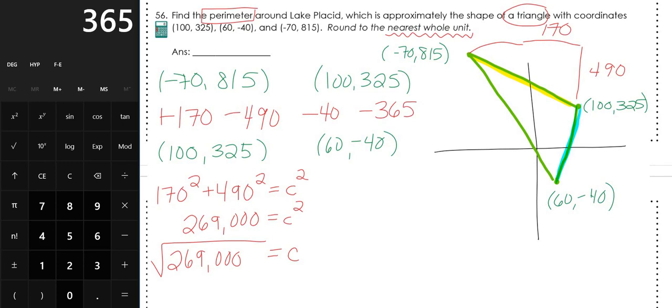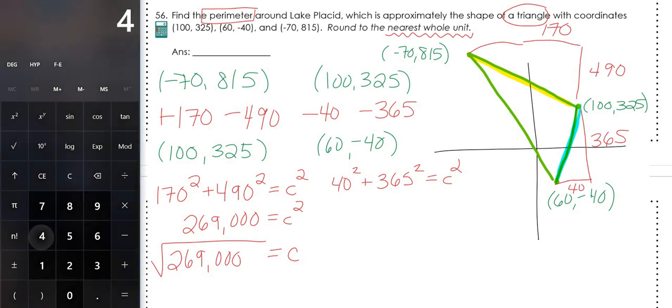So let's go ahead and take those two numbers, 40 and 365, and those are going to be our A and B value. So if I drew a diagram here, the horizontal would be 40 boxes, and then vertically, it would be 365 boxes for your A and your B. So 40 squared plus 365 squared equals C squared. In the calculator, 40 squared plus 365 squared equals. So that's going to be our C squared.